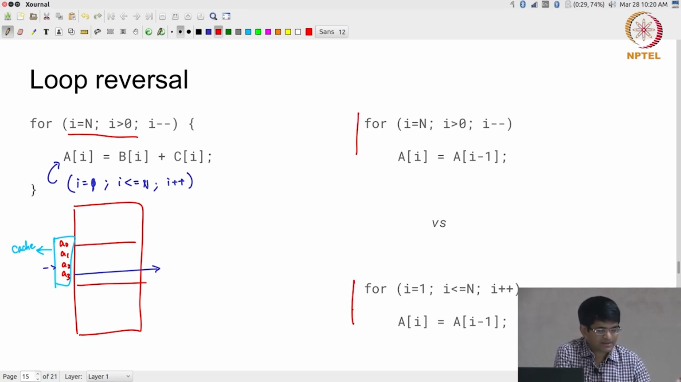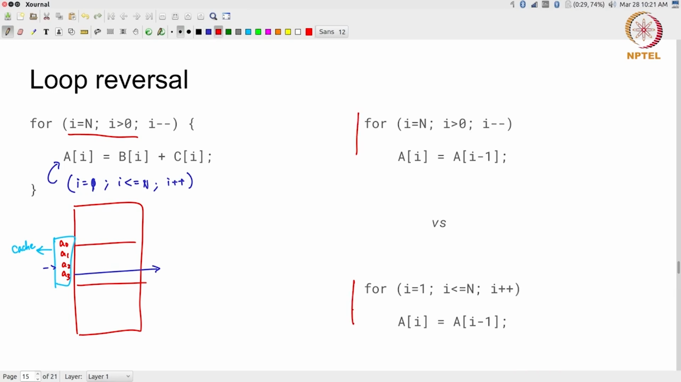This and this look like they are doing the same function, because after all, if I look at what the for loop is going through, it is exactly the same in both cases. But the net result of doing this will be completely different in the two cases. In the first case, A of i gets a value from A of i minus 1. So in other words, A of n will get the value of A of n minus 1, A of n minus 1 will get the value from n minus 2, and so on. This will basically become a shift register.